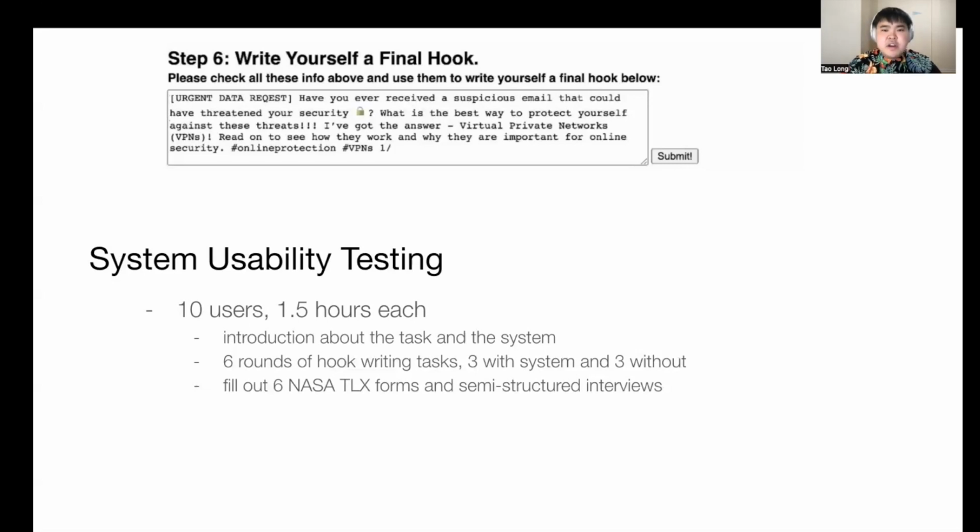And they each need to fill out a NASA task load form after each writing task to know about their experience in writing in each condition. Finally, after the 6 hook writing task, we conducted a 20-minute semi-structured interview.